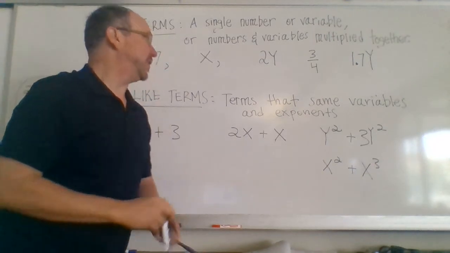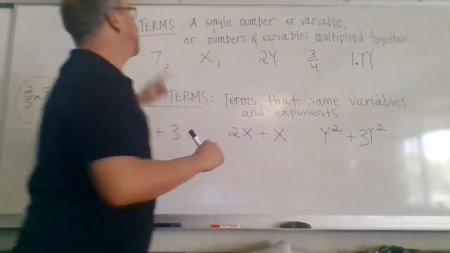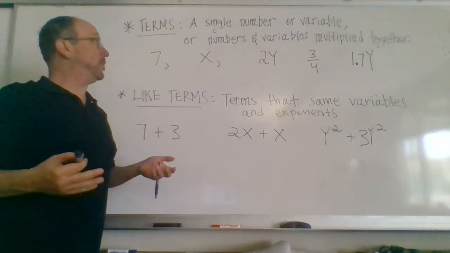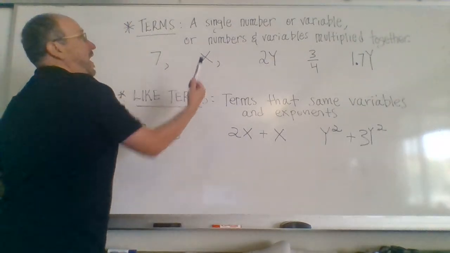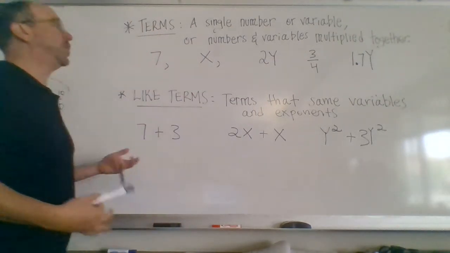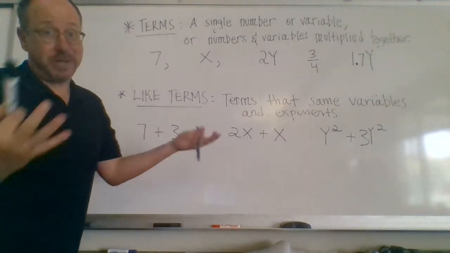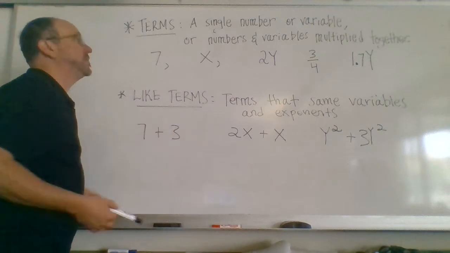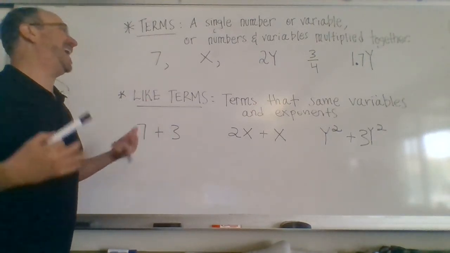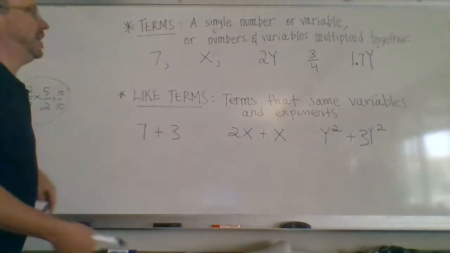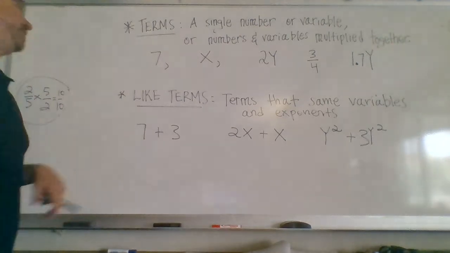All right, so in review, a term is a single number or variable, or numbers and variables multiplied together. 7 is a term, x is a term, 2y is a term, 3/4 is a term. Like terms, right, similar terms, are terms that have the same variables and exponents.